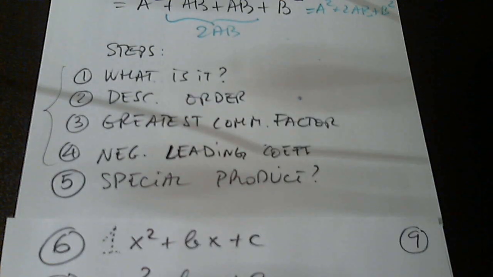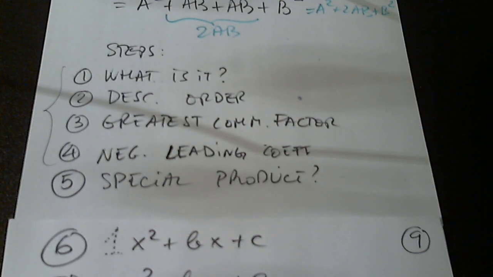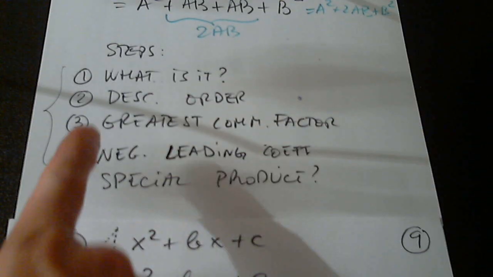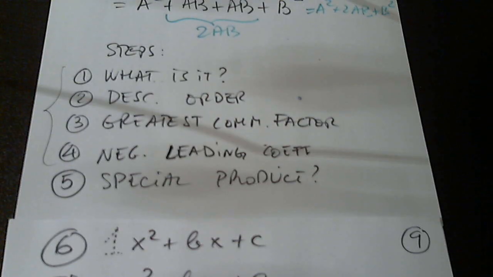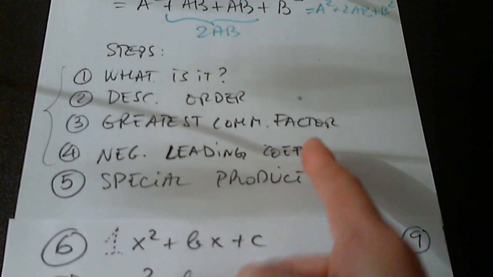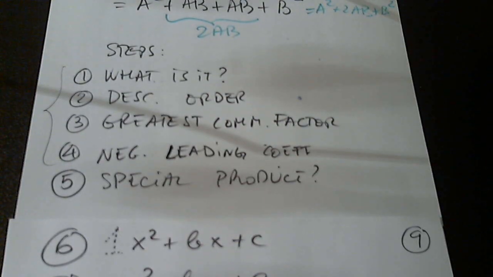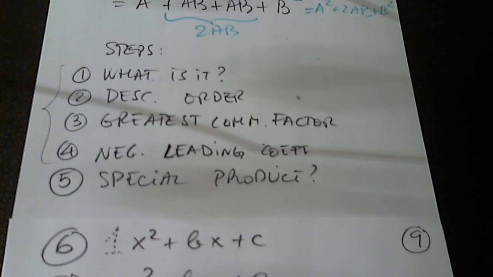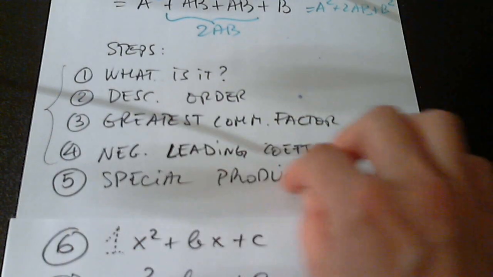What is it? Can anyone tell us what it is? Trinomial. Excellent. Is it in descending order? Yes. Perfect. Greatest common factor. Yes. No. X squared, negative 4x, and 4 do not have a common factor. All 3 do not have a common factor. Is it a negative leading coefficient? No. So I'm in step 5, special product.